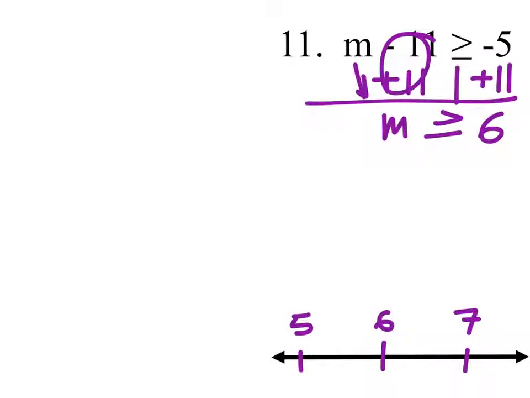6, since it can be equal to n, that would be a true statement. So that would be a closed circle. This one is eating the n, so the line goes to the right. So all the values to the right of 6 on the number line would make the original inequality true.